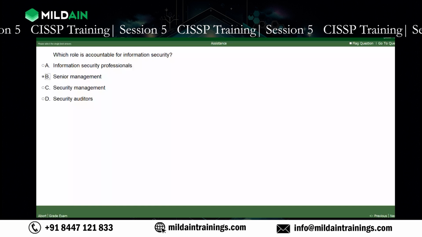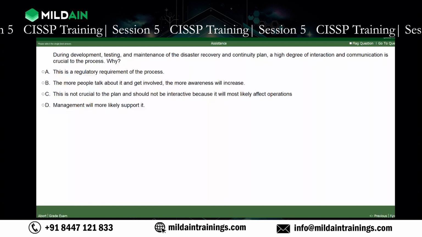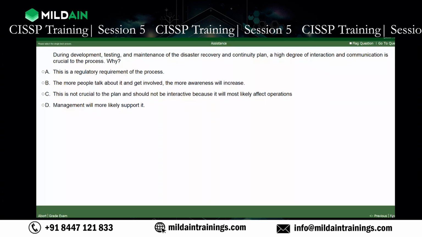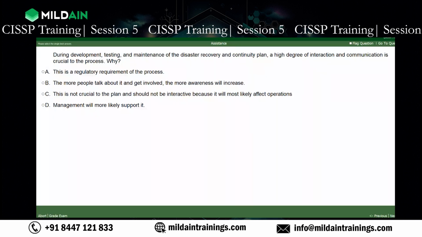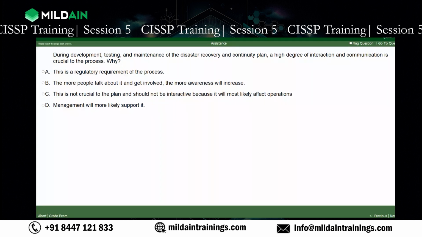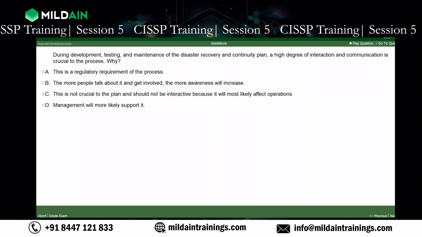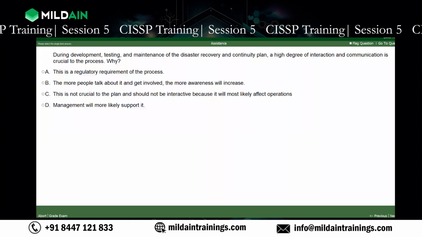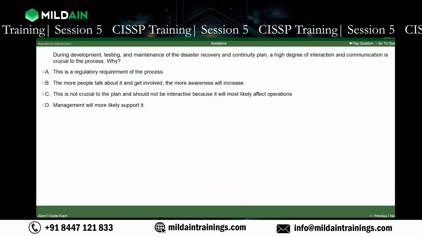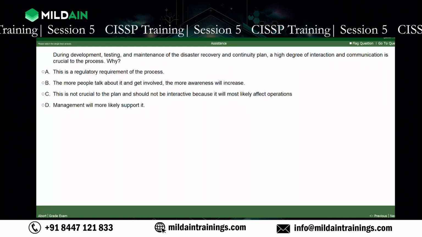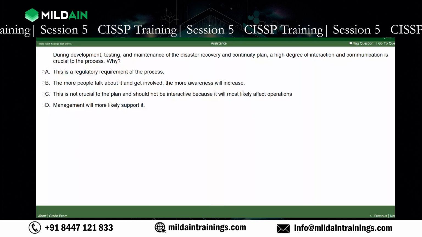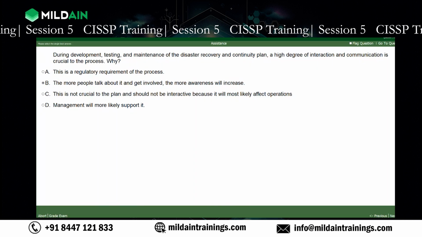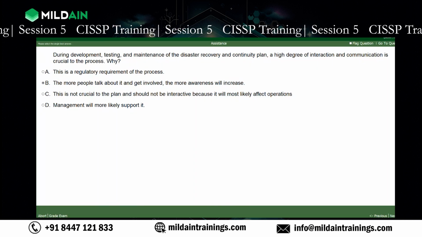During development, testing, and maintenance of the disaster recovery and continuity plan, a high degree of interaction and communication is crucial to the process. So the more people we are associated with during development, testing, and maintenance of the disaster recovery and continuity plan, the better. So the correct answer is: the more people talk about it and get involved, the more awareness will increase.